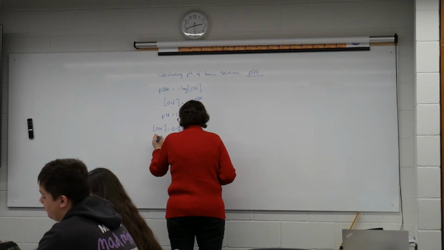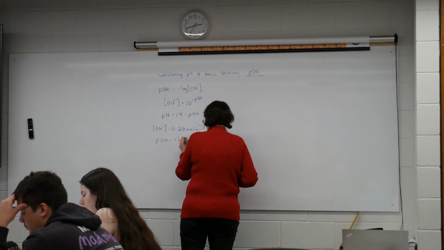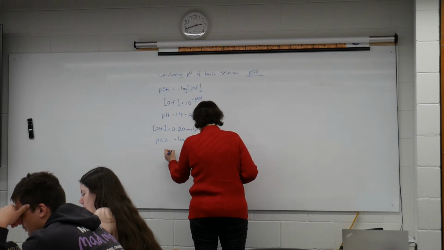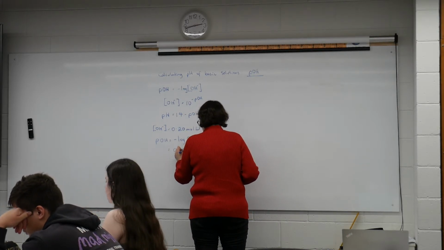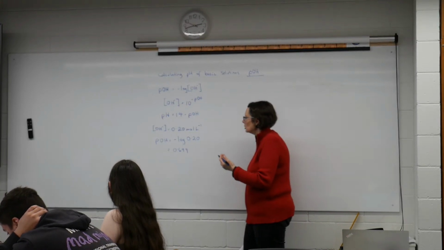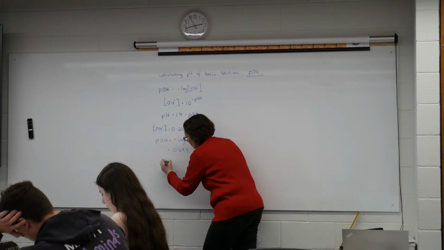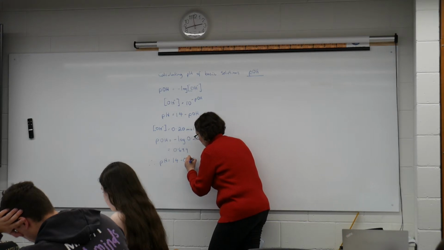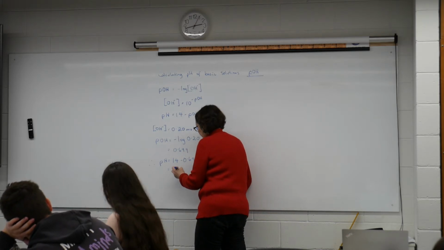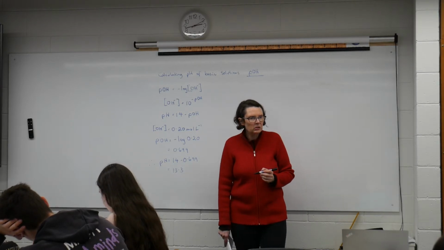And we know that the pOH is equal to the negative log of the concentration. So that's going to be the negative log of 0.2, which is 0.699. So that's the pOH. Now we haven't found the pH yet until we subtract this value from 14. And that's going to give us 13.3. Okay, does that make sense?